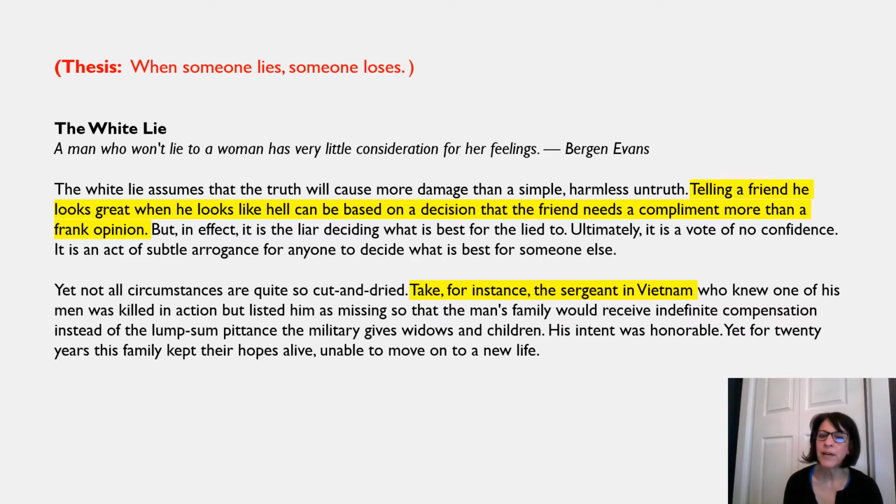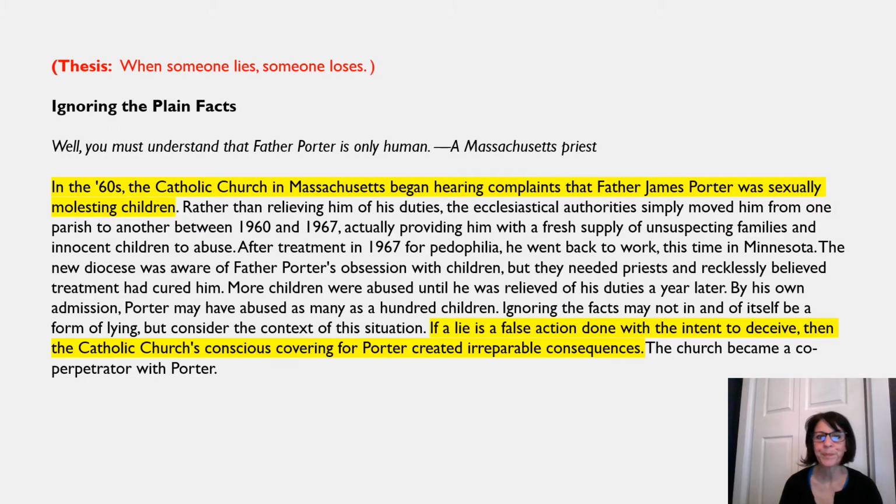But we find out in that last sentence, though, that the lie has consequences that the sergeant did not intend. Yet for 20 years, his family kept their hopes alive, unable to move on to a new life. And so that definitely supports that thesis. When someone lies, someone loses. That family lost the ability to move on with their lives, to mourn and then move forward.